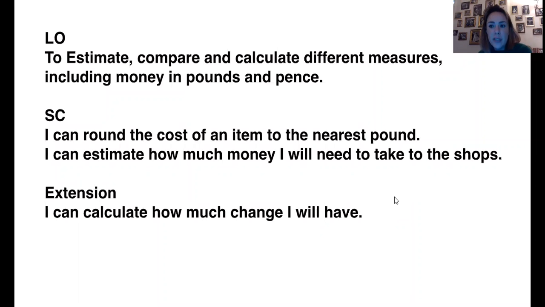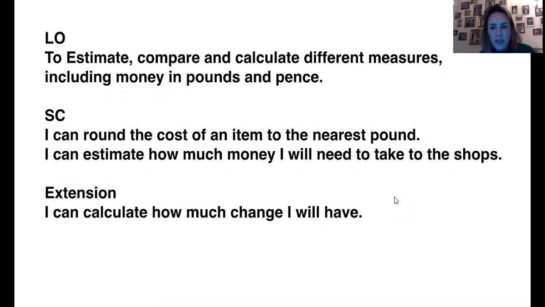So all you will need for today's lesson is a pencil and a piece of paper. There'll be some warm-up activities as we go through this PowerPoint, and then there will be the activity which is on the PowerPoint at the end, so you can just work off the screen.